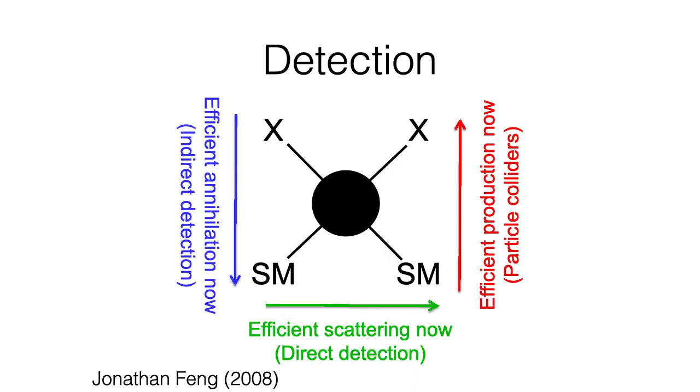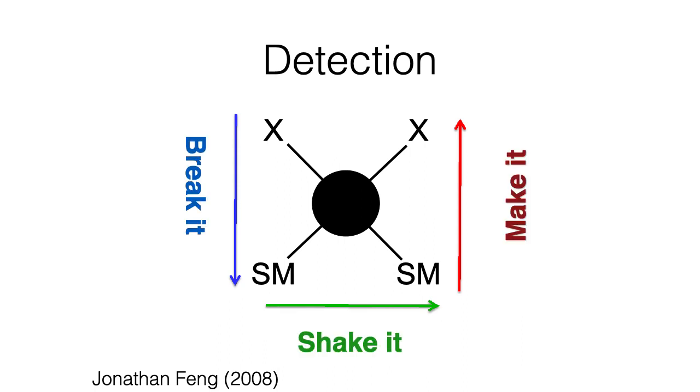There are a few common ways people hunt for dark matter, often summarized by plots like this. The Spider-Man diagram imagines dark matter has some coupling to the standard model, and thus different directions time would go indicate different dark matter standard model interactions, and thus the different detection techniques. Time going down would indicate dark matter annihilating into standard model particles, and thus indirect detection. Time going to the right would indicate dark matter scattering off standard model particles, and thus direct detection. And time going up would indicate dark matter particles being produced from standard model particles, as in colliders. That is, you can break it, shake it, or make it.